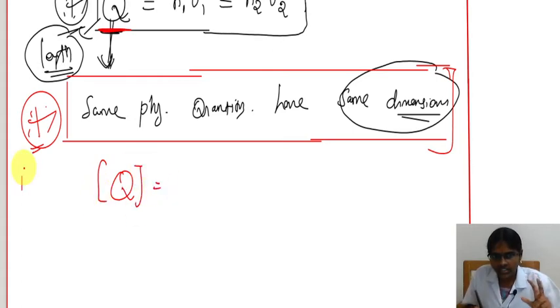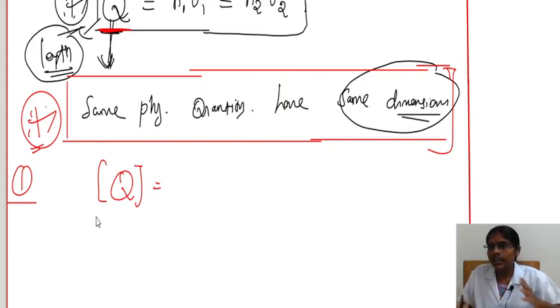This is the first step. Okay, so when I'm going to convert, the first step is I'm going to write the dimensional formula of this physical quantity. You know, every physical quantity should be written in a method called MLT.